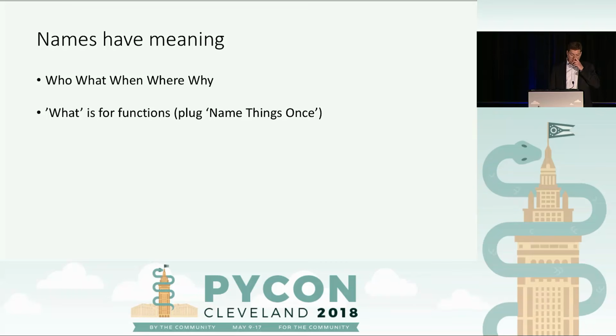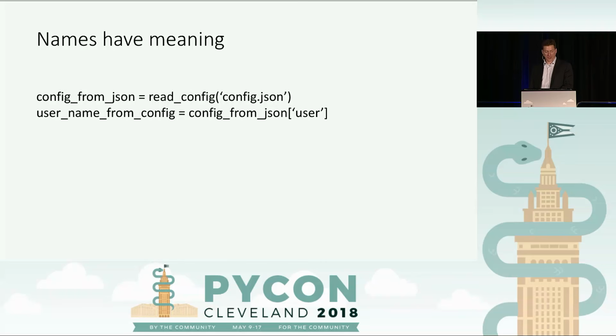I did another talk, name things once. Who, what, when, where, why. The 5 W's are good when you're doing journalism, not so much for code. Who, you don't really care who, the person who did it. When, Q2 is a terrible name to add to a function. Where is usually some unnecessary reference to another module slipped into the name. So what is for functions? What is this thing doing? What promise am I making?